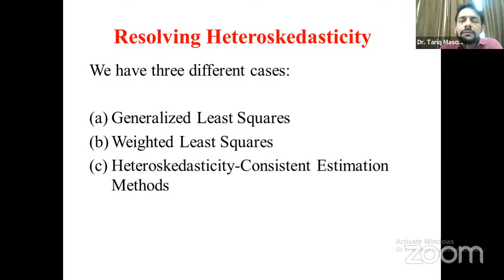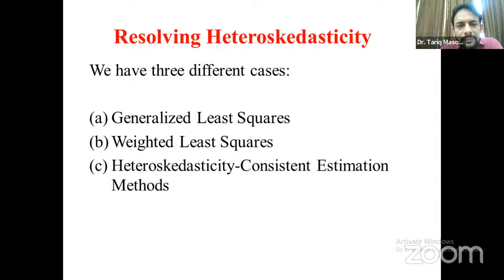Now, once we find that there is heteroscedasticity, there are a few solutions. A and B are almost the same. There is a very minor difference, but you can use weighted least squares, where we generally use the weight as u_i cap square. First we estimate the equation, we derive u_i cap square, and then divide the whole equation by it. So we use u_i cap square as the weight, and then we do weighted regression. That is known as weighted least squares.